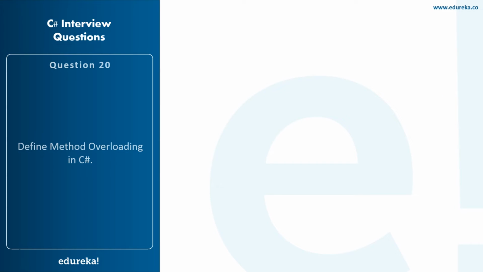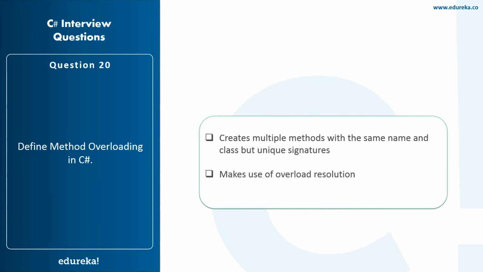Now I'll move on to the next question, which says define method overloading in C#. If you guys have come across a previous object-oriented programming language, or if you have studied Java and Python, then you would have surely studied method overloading and terms like method overriding too. So let me just explain what method overloading means in C# programming language.